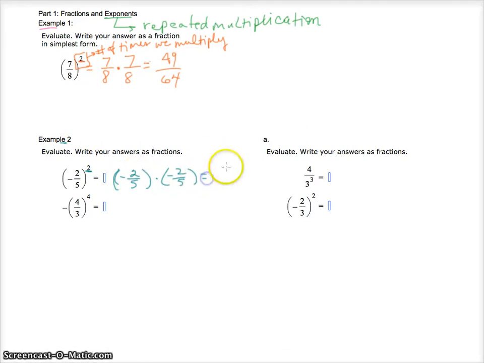2 times 2 is 4. 5 times 5 is 25. And my answer is negative times negative, so it's a positive 4 over 25. Let's look at the bottom one. Remember from our previous videos with negatives and exponents that this little negative sign here means find the opposite.